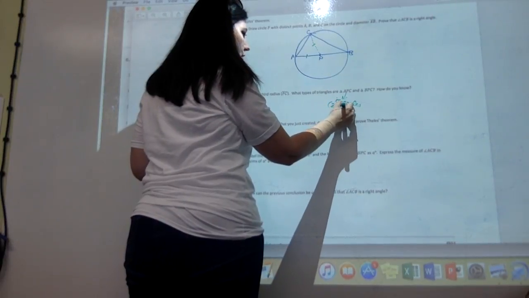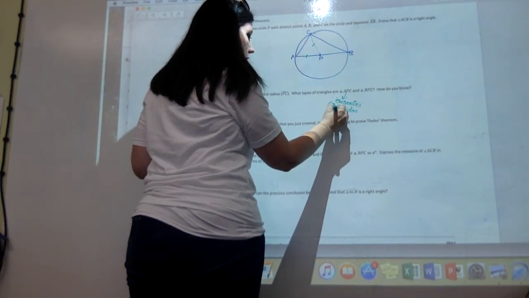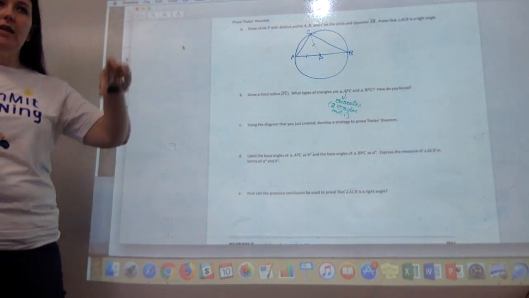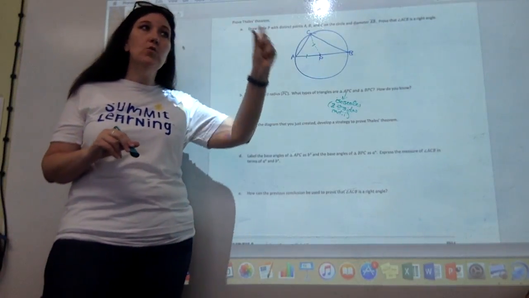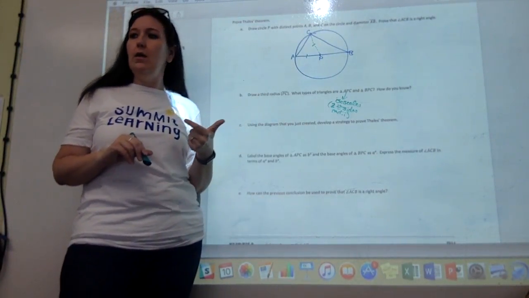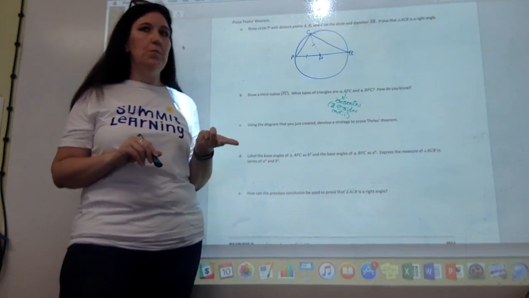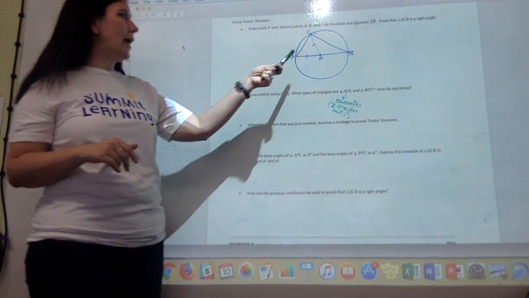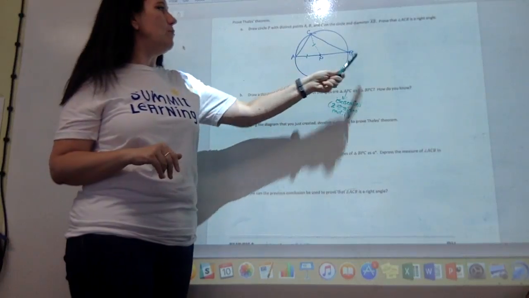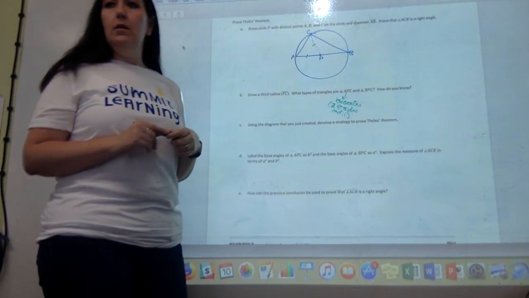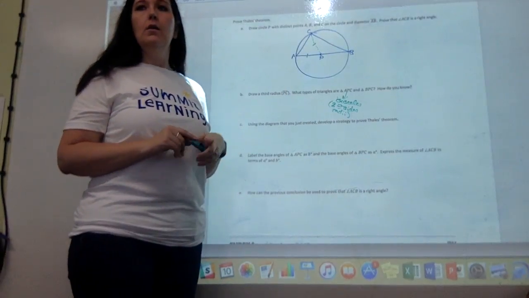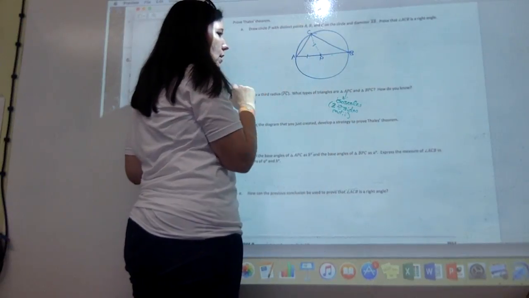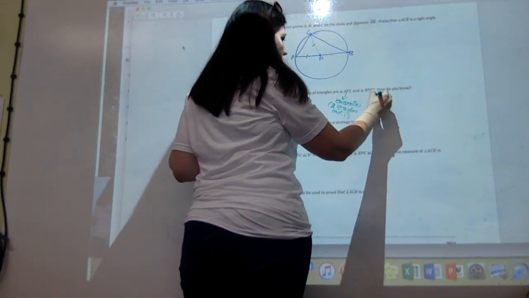It's isosceles because it has two congruent sides. Anytime you draw a radius in a circle, that's the definition of the circle: all the points are equidistant. The radius always has to be the same length. And then if I look at triangle BPC, we said PC is a radius. What is PB? PB also is a radius. So now what type of triangle is BPC? Another isosceles. It's also an isosceles triangle.